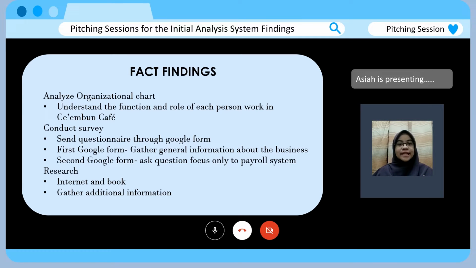Next is research. So for this project, the research include the internet and book that we refer to obtain more information. For example, we make research about how the payroll system is supposed to work, what important components should be included in the payroll system, and others. So we can conclude that based on the result gathered from both the questionnaire and research, the current payroll system used by Chang Cafe needs to be improved to a better system that can bring more benefit for the business in the future.